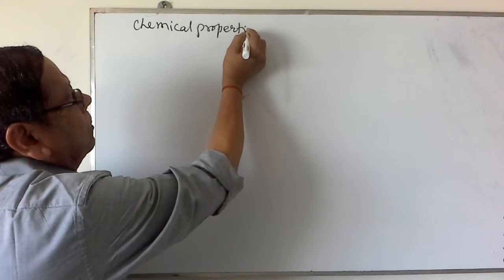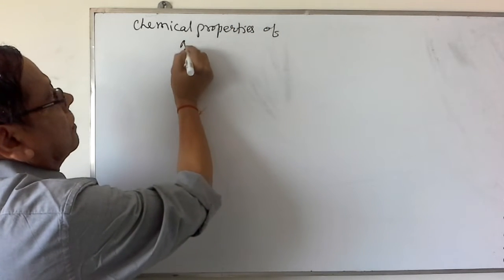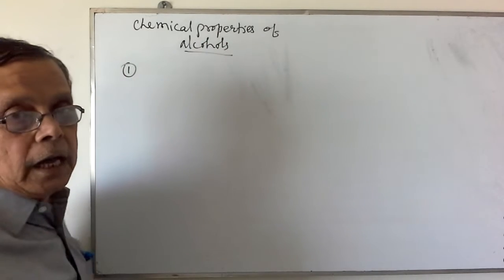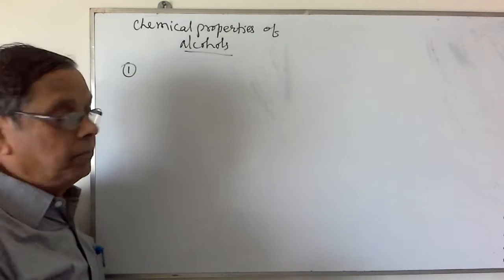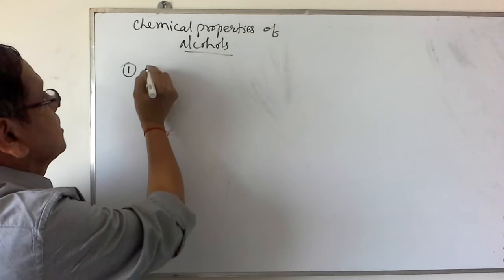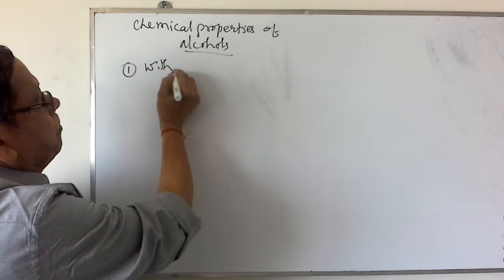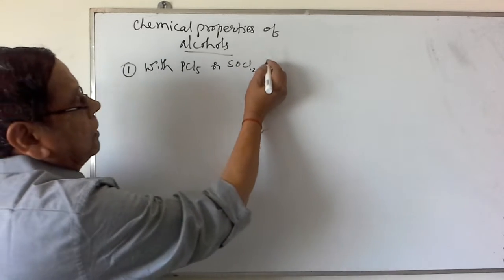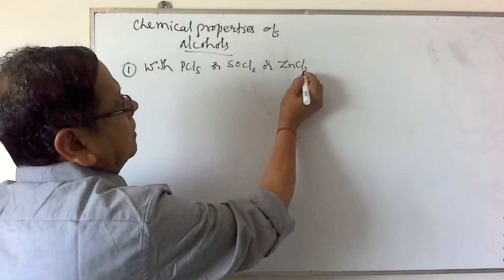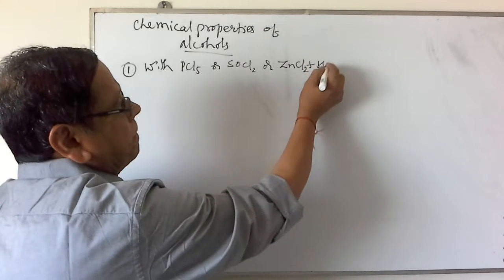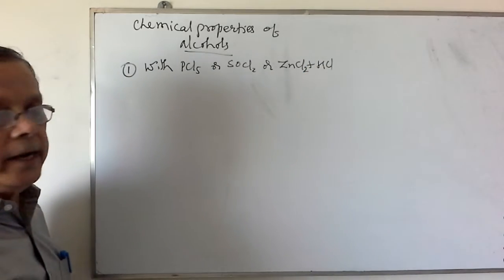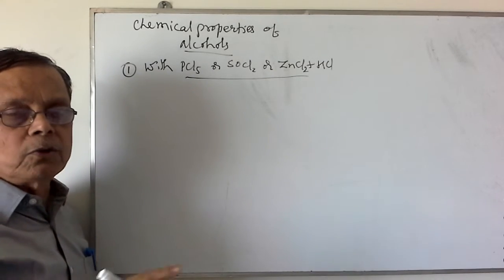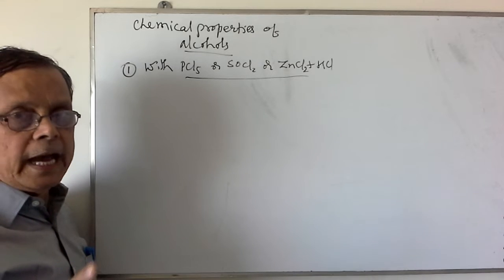Chemical properties of alcohols. So the next reaction of this alcohol, we are taking ethyl alcohol as an example. The next reaction is actually with PCl5, SOCl2 or zinc chloride plus HCl, anhydrous zinc chloride and HCl. So in all these three reactions, we observe that the OH group will be replaced by the halogen atom.